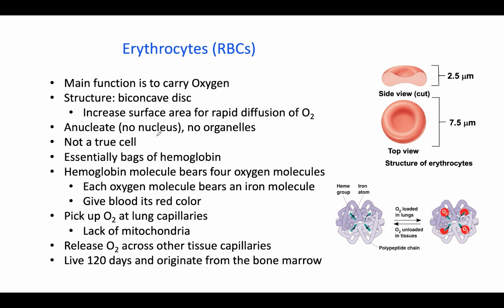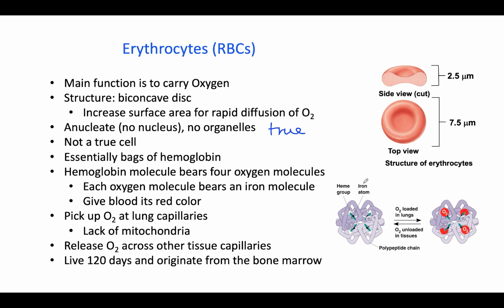Red blood cell does not have a nucleus nor organelles either. Therefore, red blood cells are not regarded as a true cell. An ordinary true cell should have a nucleus, but erythrocyte does not have a nucleus, so they are not regarded as a true cell. It is a cell, but it's not a true cell.